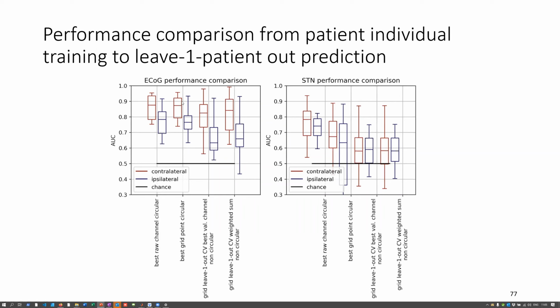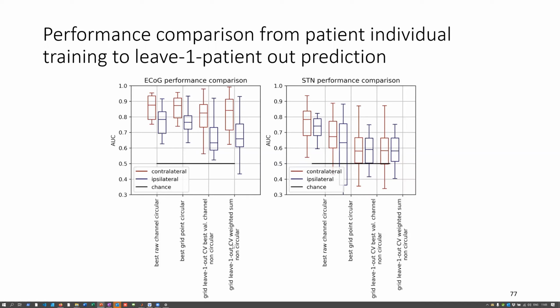And this is shown here for contralateral movements. This is the performance measure, or the area under the curve of the classifier. And you can see that if we record brain activity from the opposite side of where the movement was performed, the classification is much better compared to the ipsilateral side. But also importantly, we can see that ECOG, electrocorticography, performed much better when compared to subthalamic local field potentials.